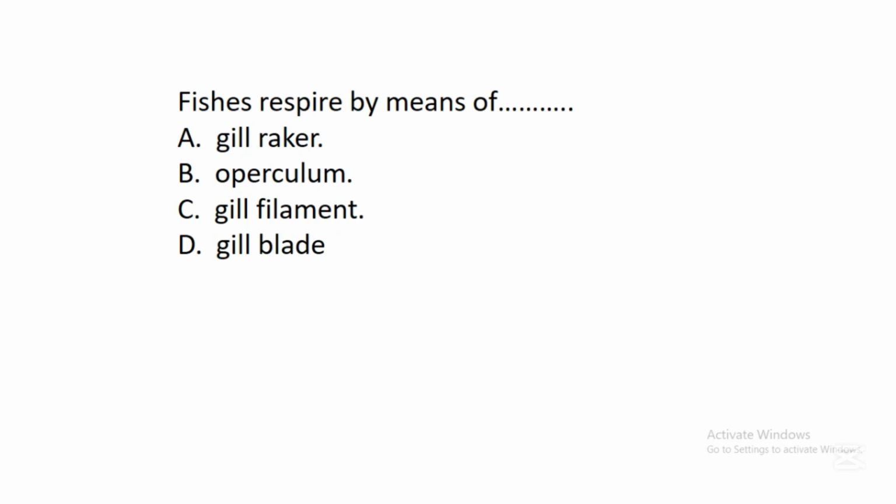In the first question, the question says, fishes respire by means of dash. A. Gill raker. B. Operculum. C. Gill filament. D. Gill blade. In this question, the correct answer is C. Gill filament. In fishes, there is what we call gill filaments. These gill filaments serve as their respiratory structure. If this structure is removed, respiration will go wrong in fishes.